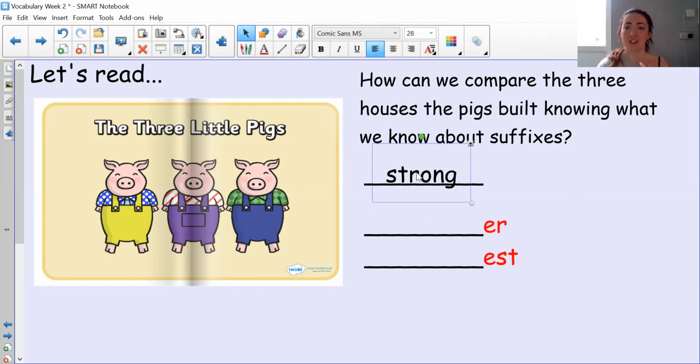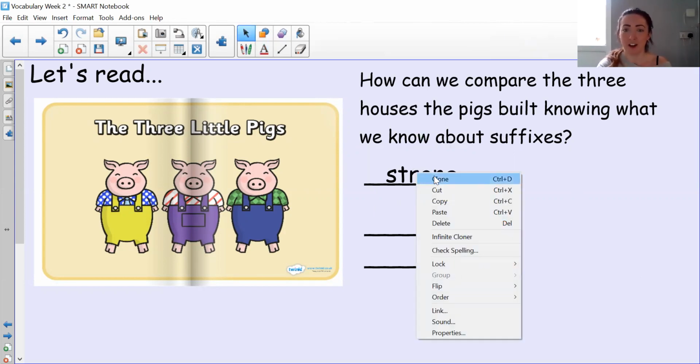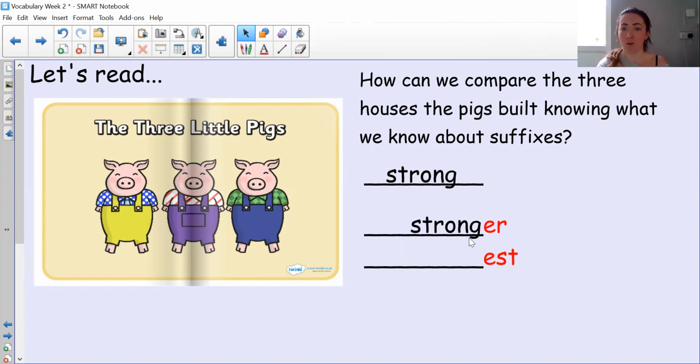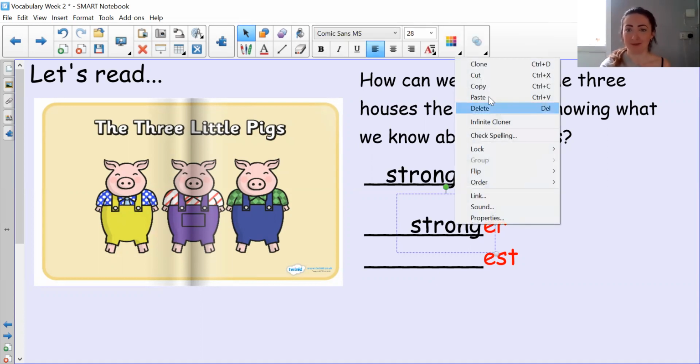That's right, stronger. So let's clone it. There we go, stronger. And what about this word with the suffix est on the end? What's that going to be? That's right, strongest.